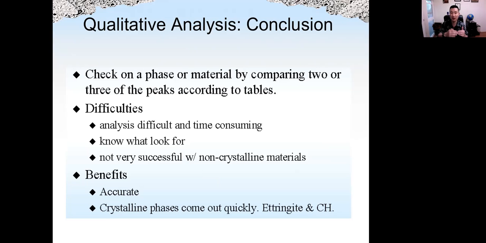It is not very useful for non-crystalline materials, because for non-crystalline materials, the d value is not fixed. So we cannot use XRD for non-crystalline materials. The benefit is it is very accurate. For example, we can see crystalline materials such as alite and the calcium hydroxide in the sample very quickly. But it's pretty hard to see the percentage for these crystalline materials.